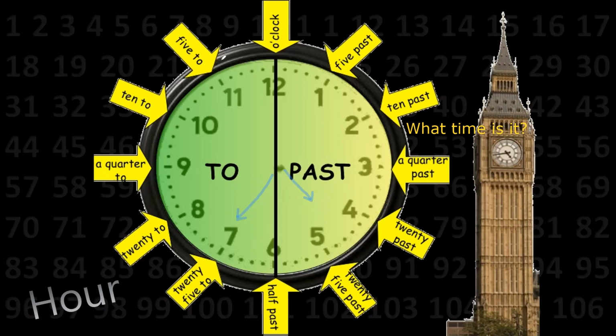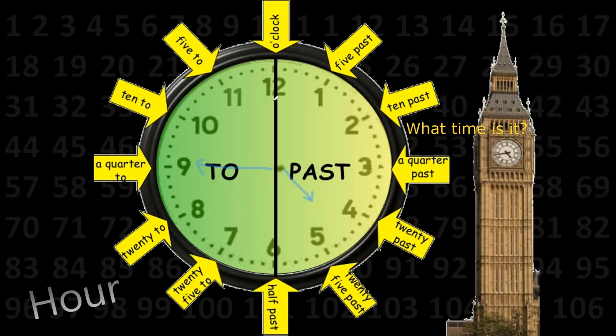Now, when the arrow goes this way here, it's going to the next hour. So we have to consider how many minutes to the next hour we have. So here, how many minutes to 5 o'clock? 25. 25 minutes to 5. So here, if we erase this one, what time is it? It's 20 to 5. And here, if we change a little bit more, it's a quarter to 5.